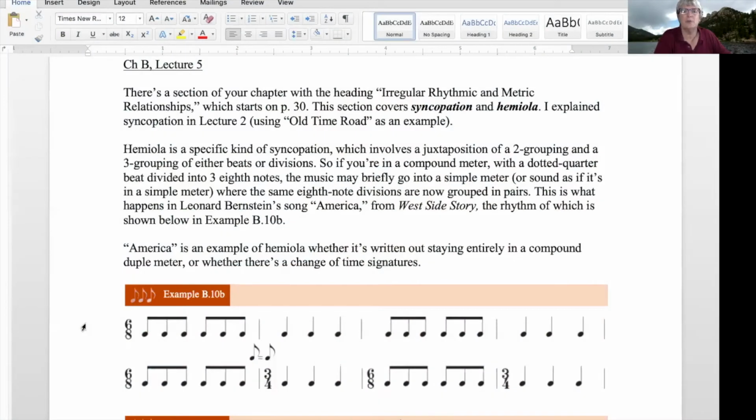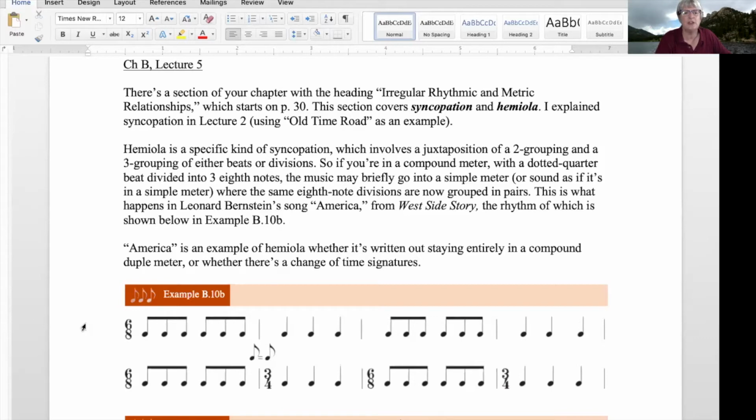This is the fifth and final lecture from Chapter B. There's a section of your chapter with the heading Irregular Rhythmic and Metric Relationships, which starts on page 30. This section covers syncopation and hemiola, two important rhythm-related concepts.